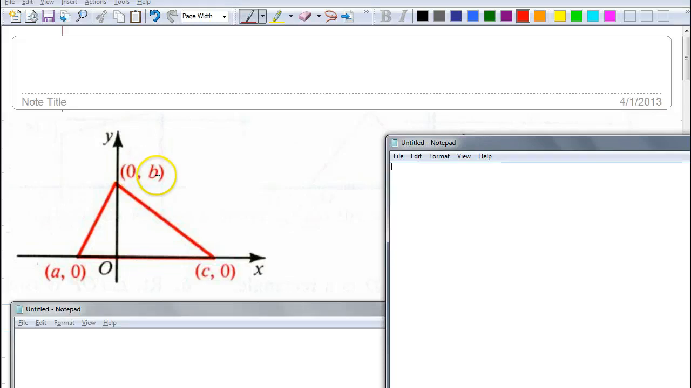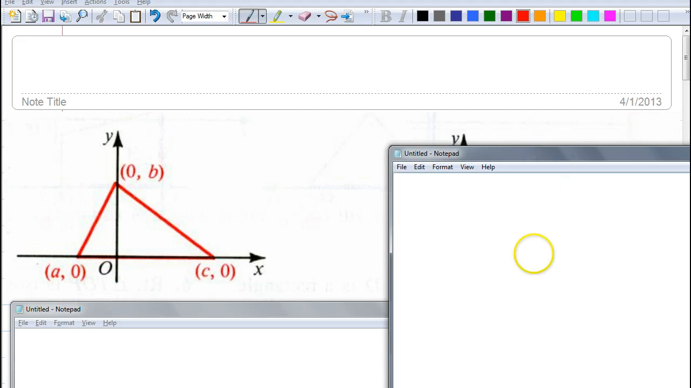I call one of them 0, b, the other c comma 0, and then a comma 0 for the other. Is this the only way to do it? No. You could actually do it this way if you want.